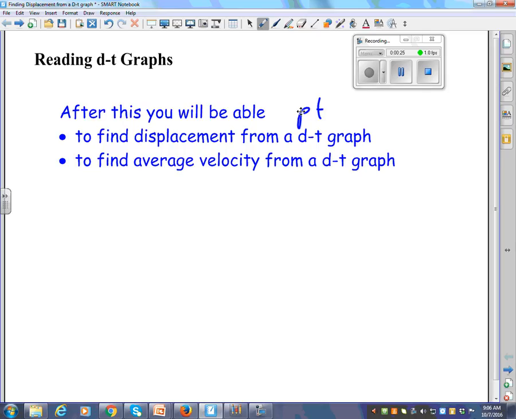We're going to find displacement. We're going to find average velocity. Now, I believe many of you will have done this in grade 10 science already, so this should be review, but it's sort of the tail end, the very last thing you do in grade 10. So you may not have gotten that far, or maybe you didn't understand it. So this is sort of halfway between review and new stuff.